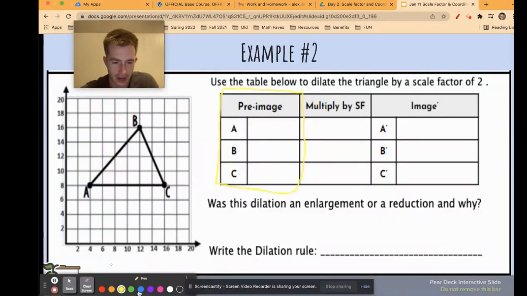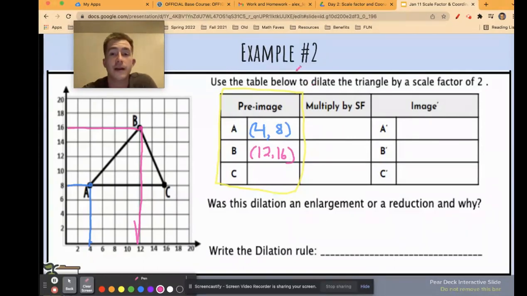All right, so start with A. Let's do that in blue. A right here. Looks like we're at 4 for our x value. If we went down, looks like we're at 4. And it looks like we're at 8 for our y value. So I'm going to write 4, comma, 8. All right, there we go. Letter B. Looks like we're all the way down here at 12 and 16. So we'll write 12, comma, 16.